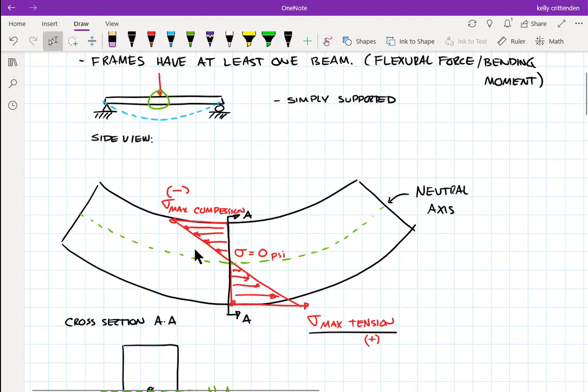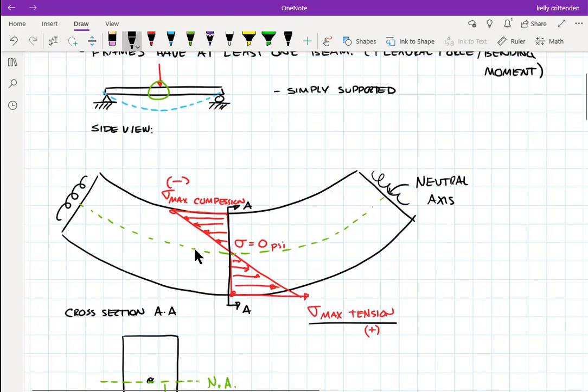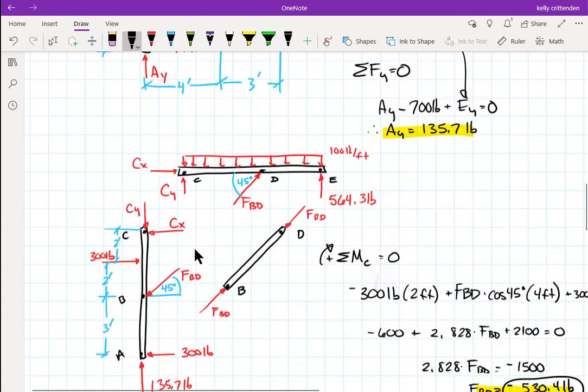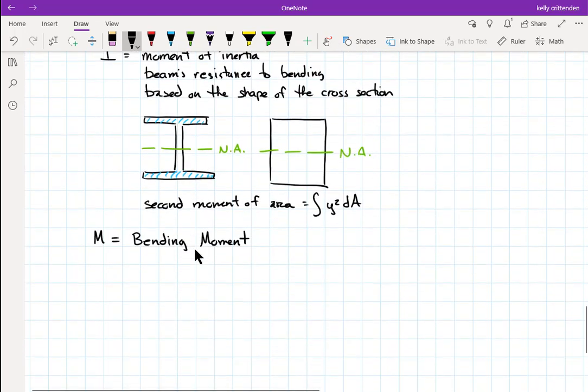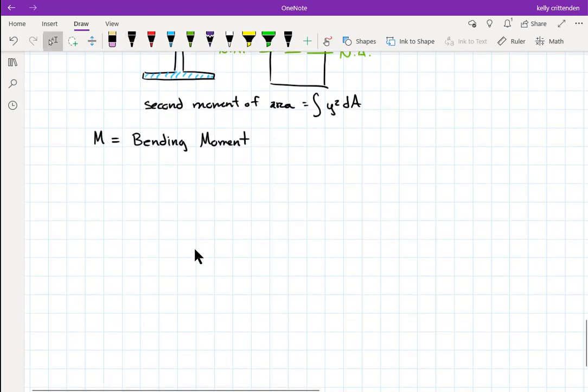This diagram isn't actually in equilibrium. What's going on at these surfaces over here and over here, we didn't actually draw those forces. So we need to maybe draw a better free body diagram of a beam section and see where this bending moment's coming from.